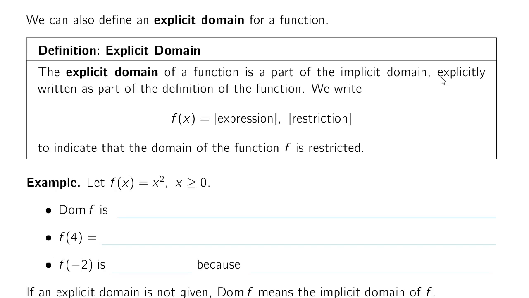The explicit domain of a function is one that is explicitly described when we write the definition of the function. So we write f of x equals an expression, and then a comma, and then the restriction. So here we have f of x equals x squared, comma, x is greater than or equal to 0. The domain of f is the set of all x such that it meets the restriction. x is greater than or equal to 0.